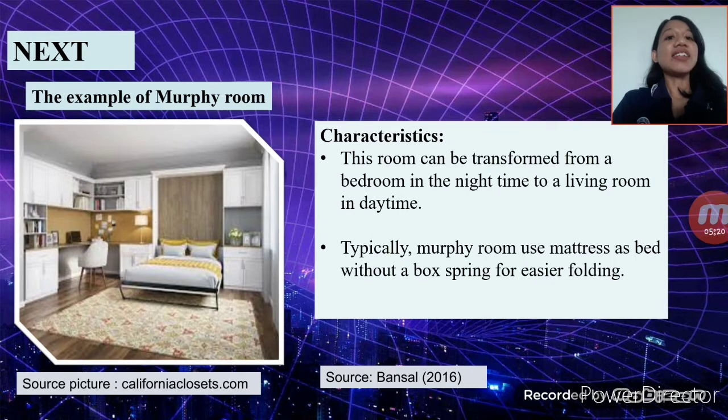The characteristics of Murphy room are: first, this room can be transformed from a bedroom at night time to a living room in the daytime. The second is that a Murphy room typically uses a mattress as a bed without a box spring for easier folding. As you can see on the slide, there is an example picture of a Murphy room.